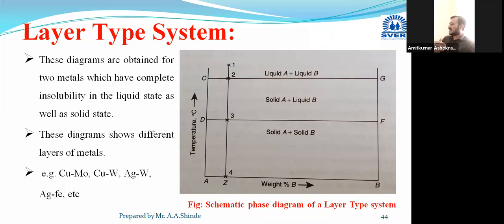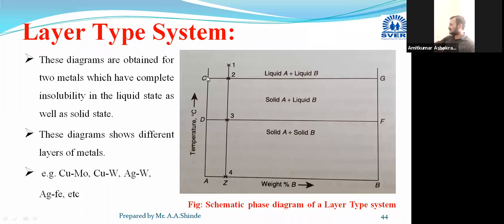For silver and iron, or silver and tungsten, or copper and tungsten, or copper and molybdenum, they are insoluble in each other, and the layers will be there if you form their alloys. So this is the layer type system. Now, how to write the description for this equilibrium diagram? Okay, the description will be like this.